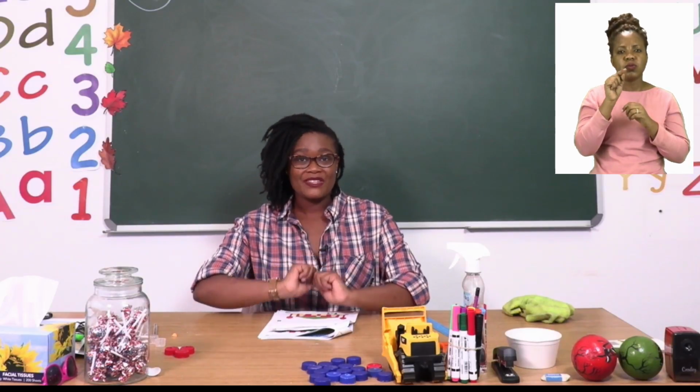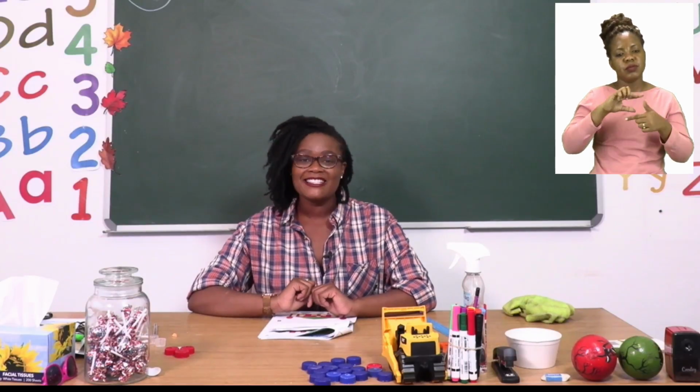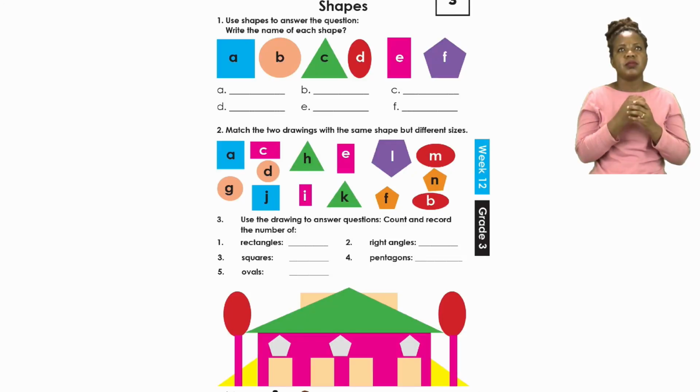So now that I've told you about the different shapes and what they look like and their properties as well as their names, let us now turn to our exercise. For number 1, you are going to be very busy trying to name each shape. Please try and spell each word correctly for the name of the shape. For number 2, you are going to match the 2 drawings with the same shape but different sizes. For example, I can give you a clue. C and I are the same shape. So you can draw a line from C to I.